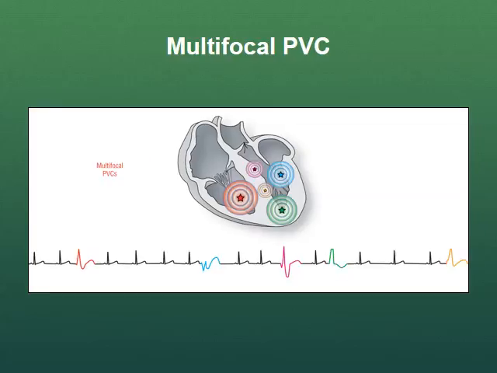On the contrary, we have an example of multifocal PVCs. Here we have multiple different ectopic foci that are firing. So we have different morphologies of PVCs on our rhythm strip.